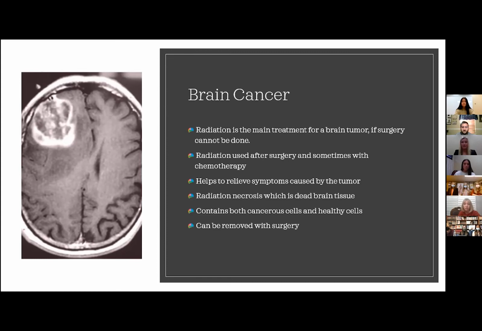One major effect is radiation necrosis. This is just another word for dead brain tissue, whether it's healthy or cancerous. Radiation necrosis usually occurs after cancer treatment has ended, and more recent studies have shown that it is irreversible and very difficult to treat, although surgery can be done depending on the patient.